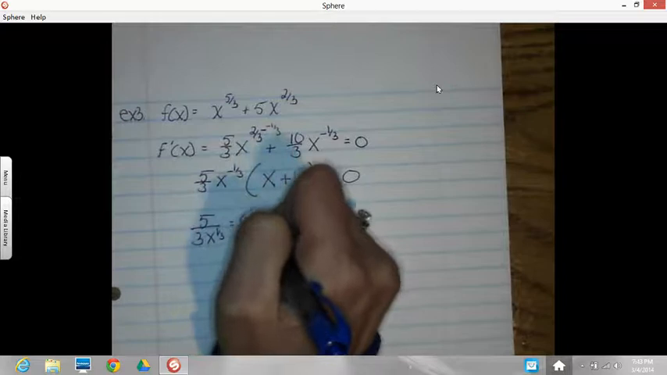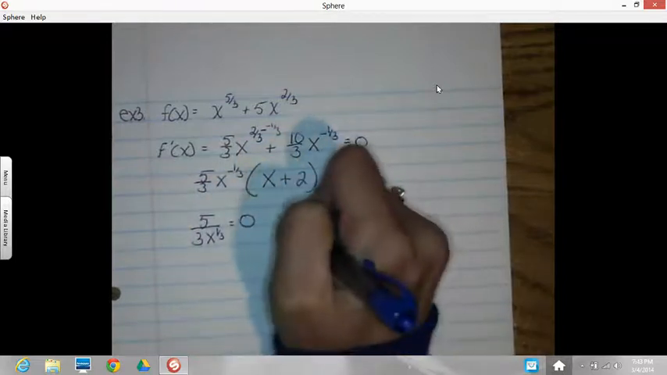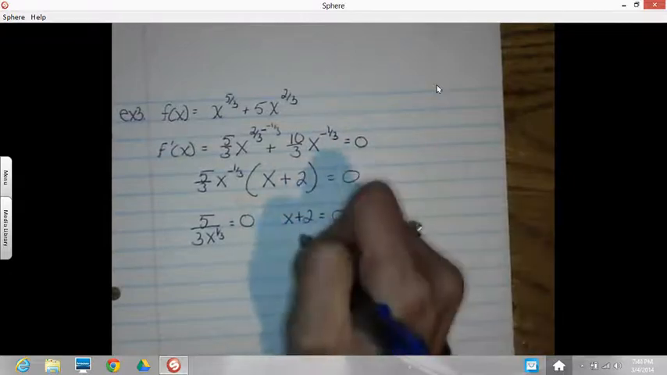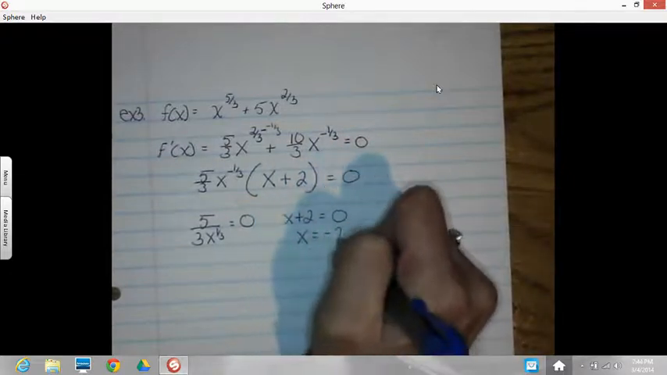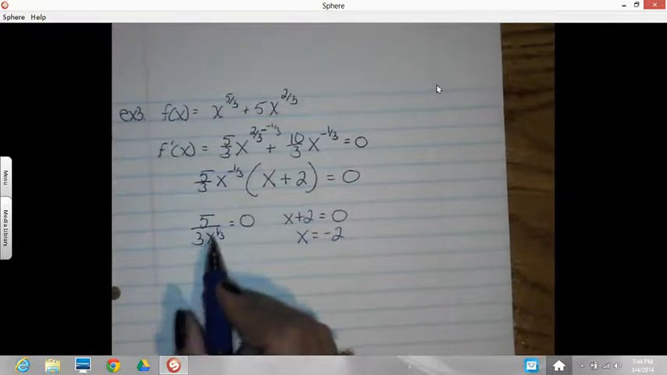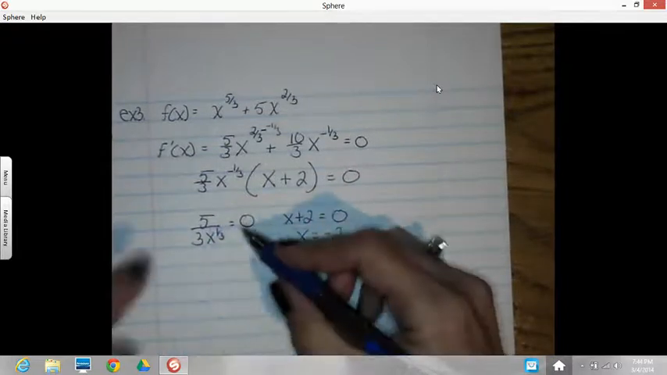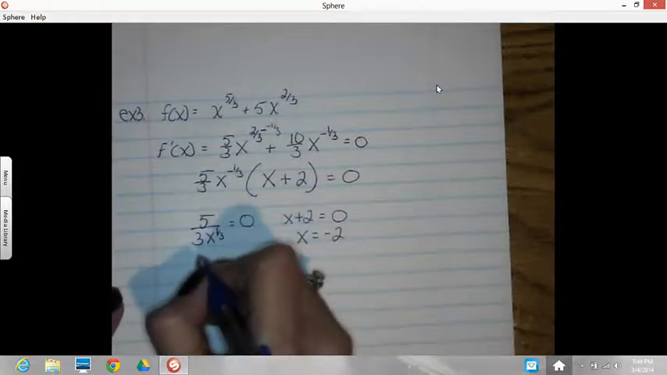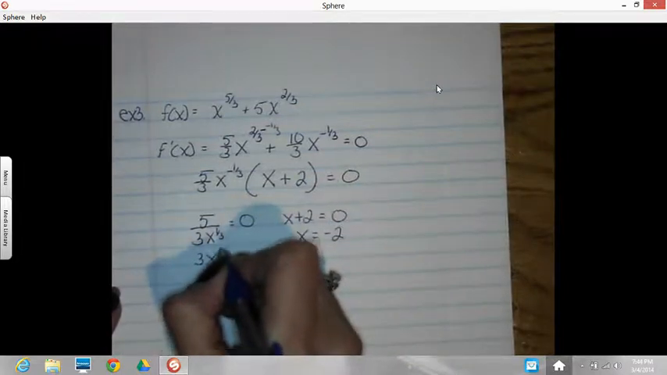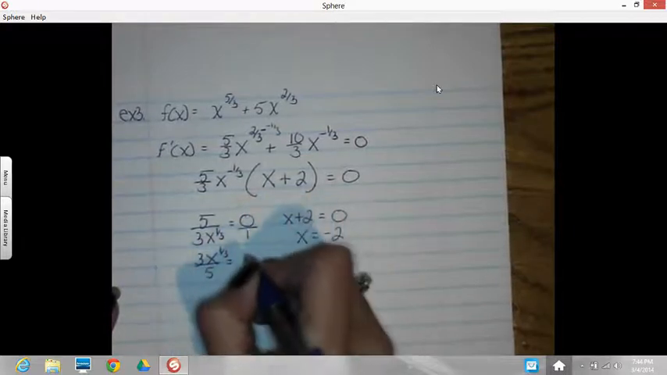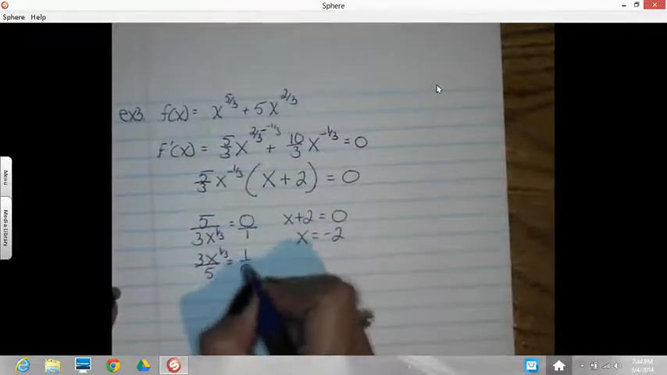Does that equal 0? And when does x plus 2 equal 0? Here's the easy one. X equals negative 2. So critical point there. Think about this. Is this ever going to equal 0 here? Not a chance, because when I flip it over, I get 3 x to the 1/3 over 5 equals 1 over 0. There's my infinity. No solution here.